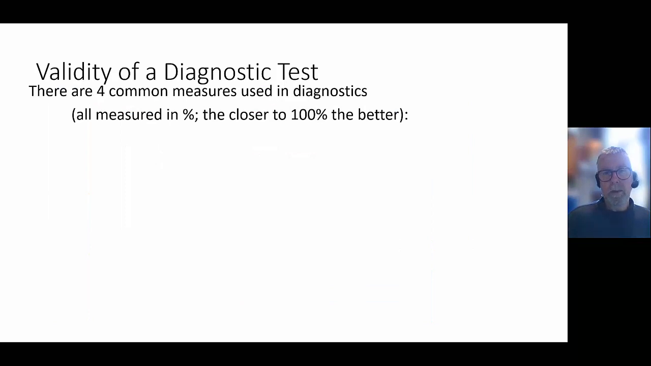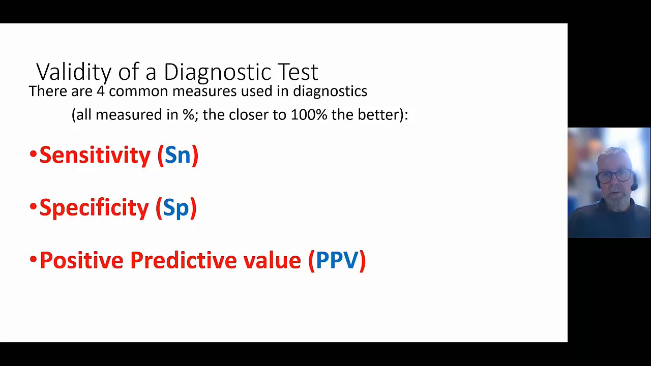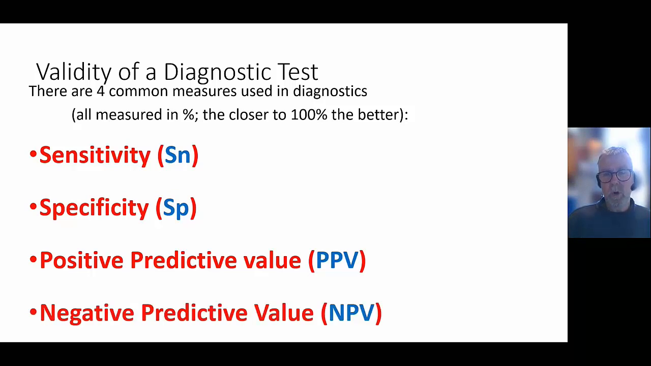Now there are 4 measures that can be extracted from just these 4 tabulated values. Each is a different measure of validity, i.e. the truthfulness or usefulness, if you will, of the diagnostic tool. And these measures are sensitivity, specificity, positive predictive value or PPV, and the negative predictive value or NPV. Each of these has its own interpretation or perspective of validity.